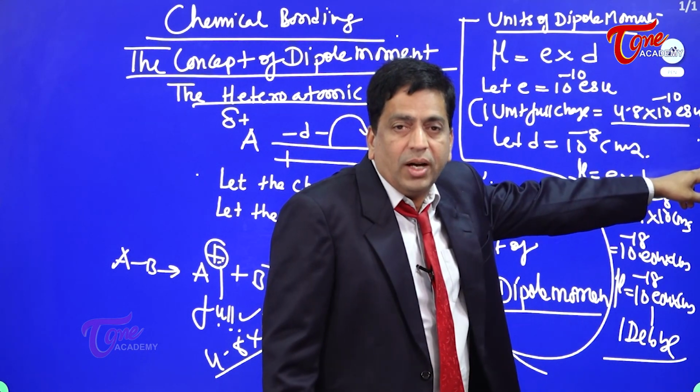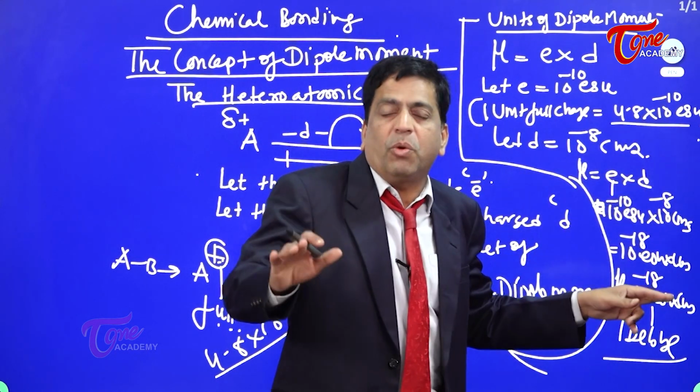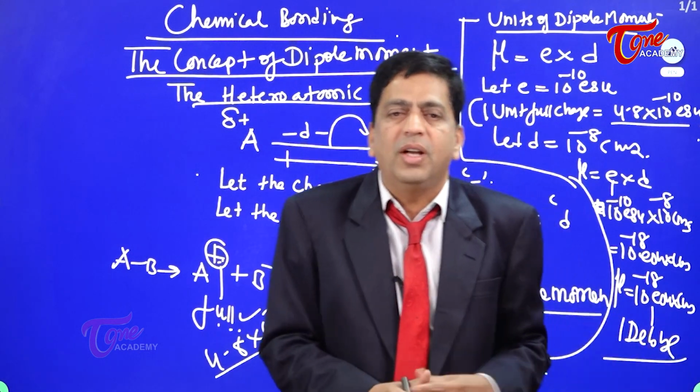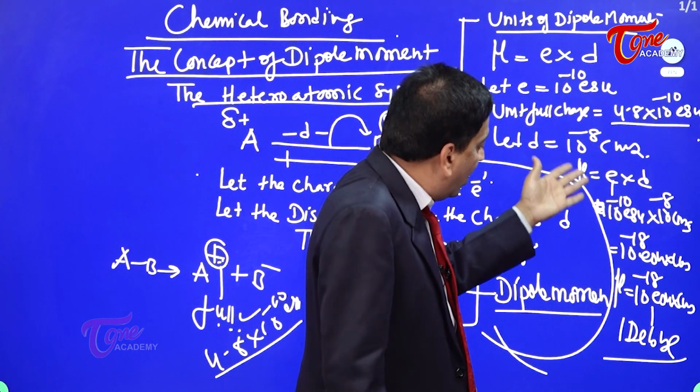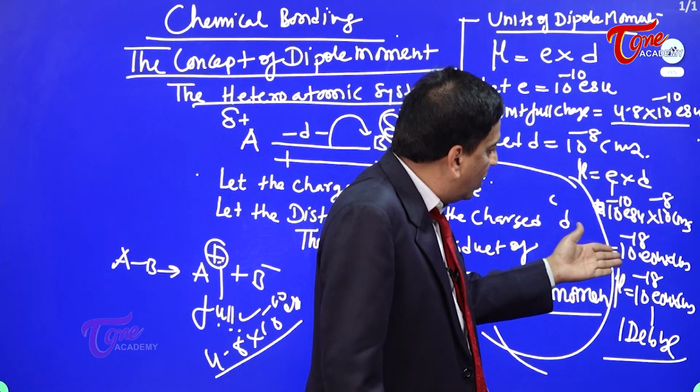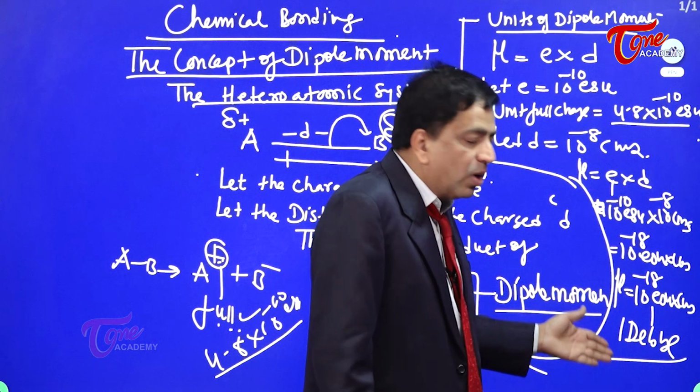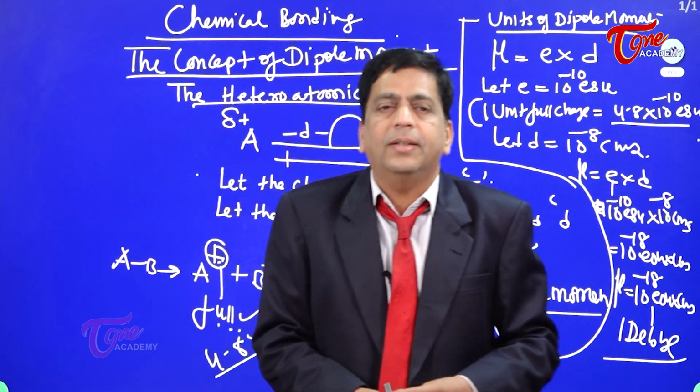This is this much, right? And it's in fact 4.8 times lesser than what we assumed. And we'll assume the distance is 10 power minus 8, and we substitute there, then you're supposed to get 10 power minus 8 ESU into centimeters, and this is what is referred to as 1 debye. You must understand that, right?